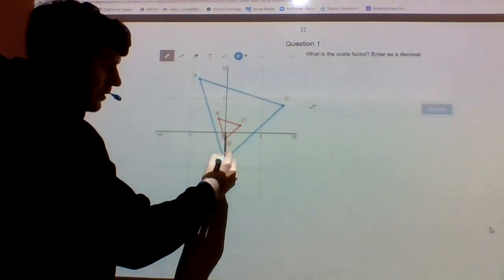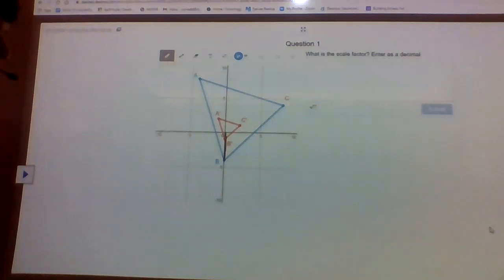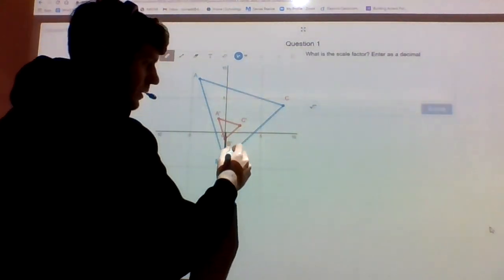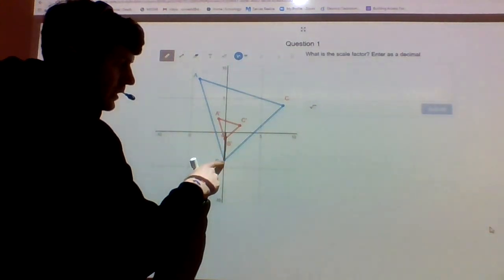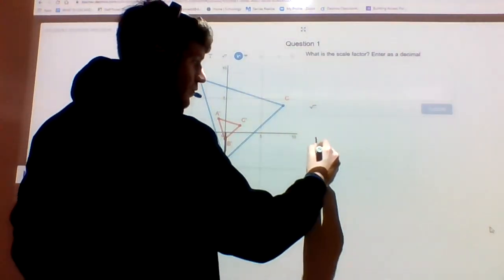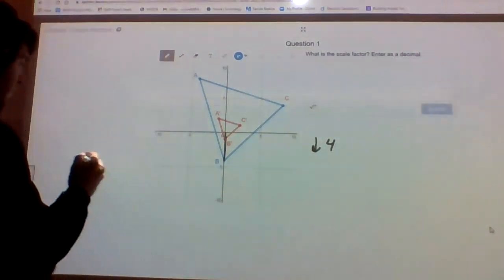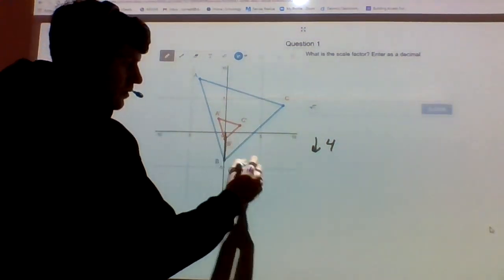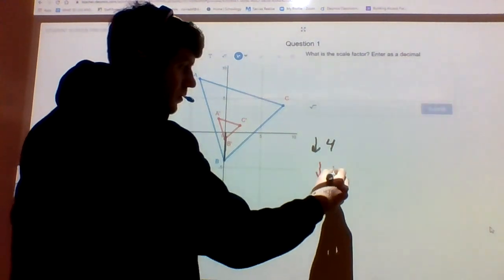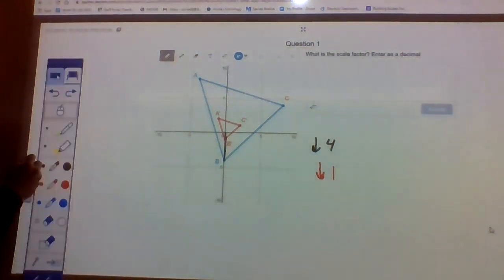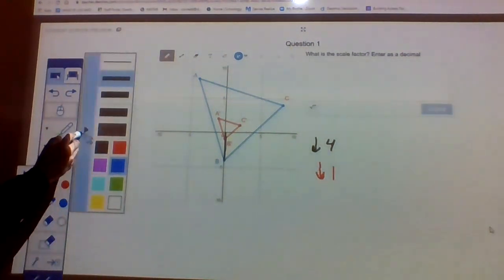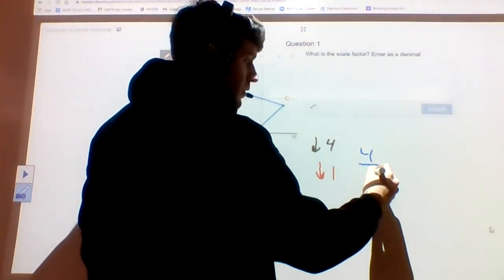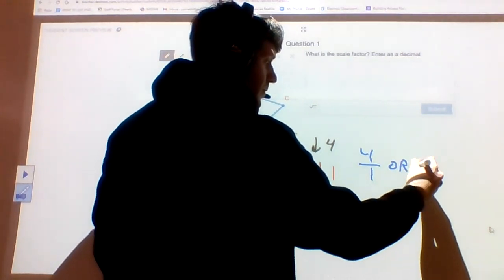So if I look at B, I notice that is 1, 2, 3, 4 units down. So the length there from the origin is going to be down 4. We're going down 4. Right? And then I notice B prime is just down 1. So instead of going down 4, we're going down 1. So our ratio can either be 4 over 1 or 1 over 4.